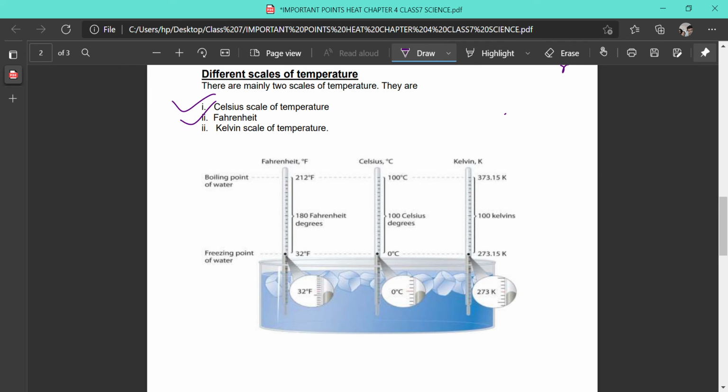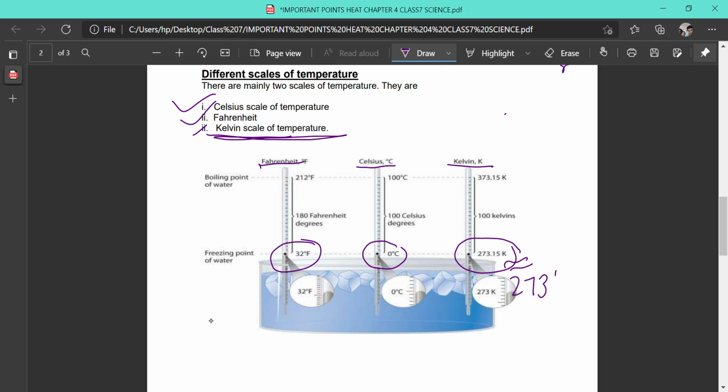Next is the Fahrenheit scale, and one I have just discussed, the Kelvin scale, that is the SI unit. All of you can see there is a bath having ice cold water, and there are three different thermometers having three different scales. First one is the Fahrenheit scale, second is the Celsius scale, and third is the Kelvin scale. You can see the 0 degree of Celsius scale coincides with 32 degree of Fahrenheit scale, and with 273.15, or approximately we can take it as 273 Kelvin.